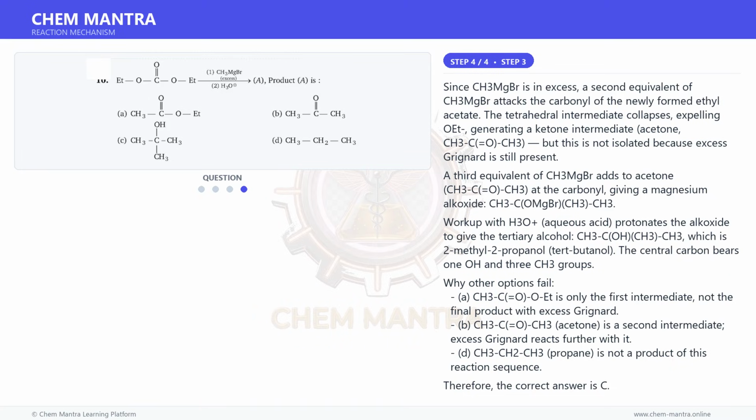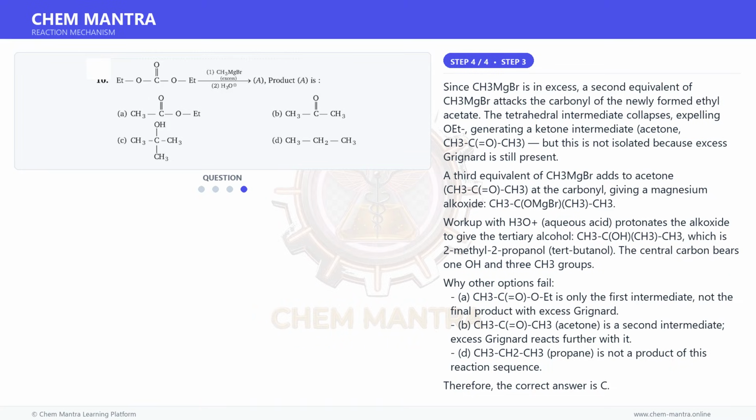A third equivalent of CH3MgBr adds to acetone, CH3C(=O)-CH3, at the carbonyl, giving a magnesium alkoxide, CH3-C(OMgBr)(CH3)-CH3. Work up with H3O+, aqueous acid, protonates the alkoxide to give the tertiary alcohol, (CH3)3C-OH, which is 2-methyl-2-propanol, tert-butanol. The central carbon bears one OH and three CH3 groups.